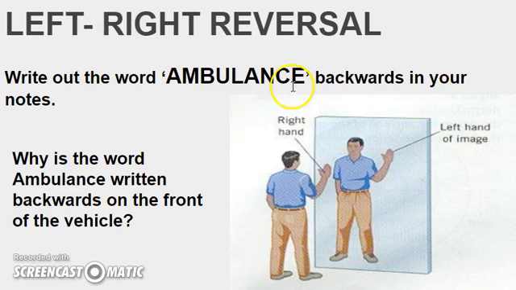If you write out the word ambulance backwards in your notes, you would see that if you looked at it in a mirror, you would actually be able to read it. So why is the word ambulance written backwards on the front of a vehicle? So that when you're looking in your mirror, you can read it as it is. Remember, your right hand is going to be viewed as the left hand in the virtual image. Equal distance, equal size, just on the other side of the specular surface of the mirror.